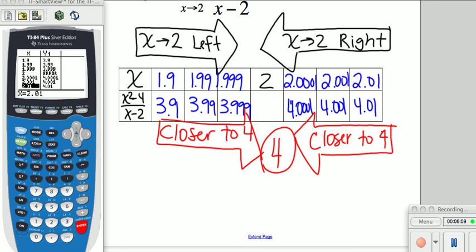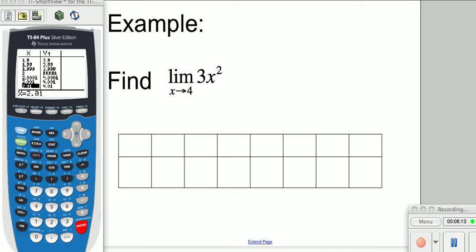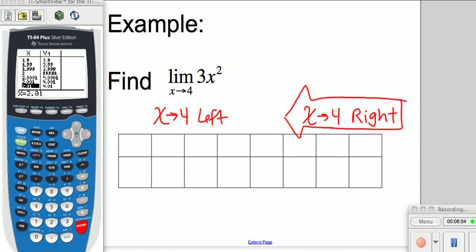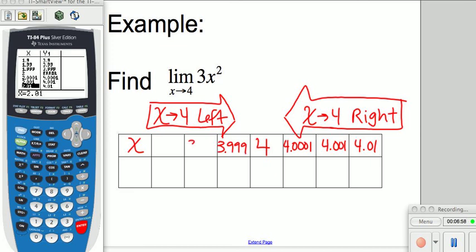Let's look at another example. The limit as x approaches 4 of 3x squared. Now, we need to approach 4 from the left and also from the right. So the 4 is going to go in the middle. That's what we're approaching. Now we're going to go just beyond 4, maybe 4.0001, 4.001. And then we're going to go just before 4, maybe 3.999. And we want to know what's happening as x goes closer and closer to that.